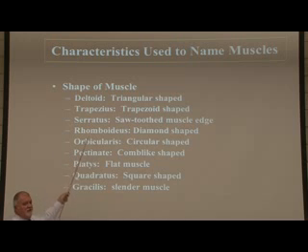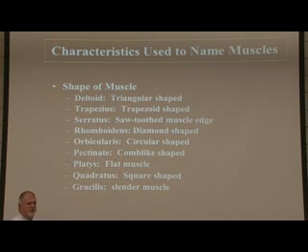The rhomboids are some muscles in your back that help attach the scapula to the axial skeleton. They get the name rhomboid because a rhomboid is a diamond shape, so they're diamond shaped like a card on a deck of cards. Orbicularis is a name we use for muscles that have a round, circular pattern of fibers.